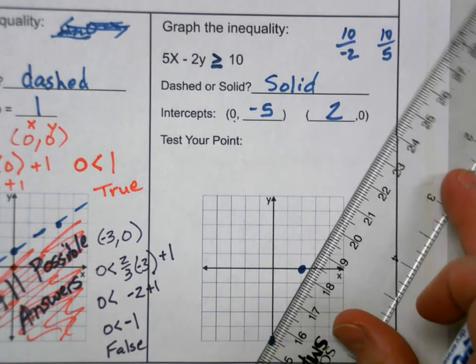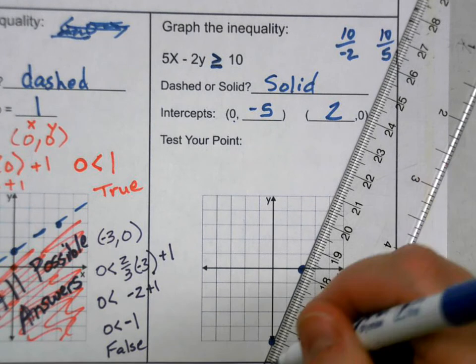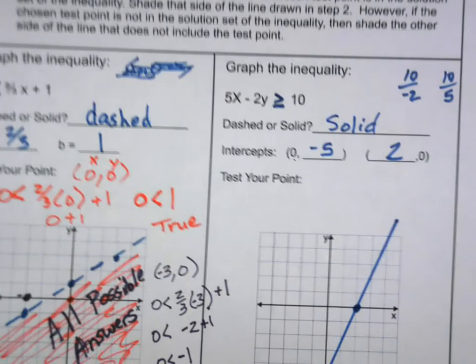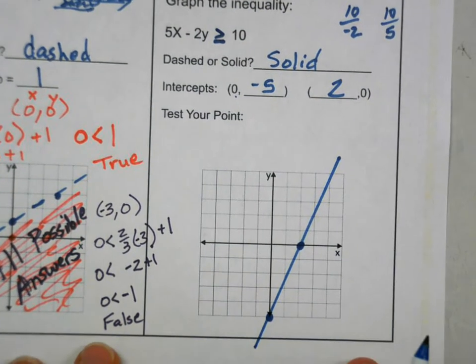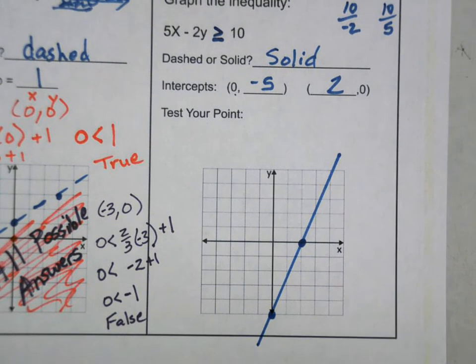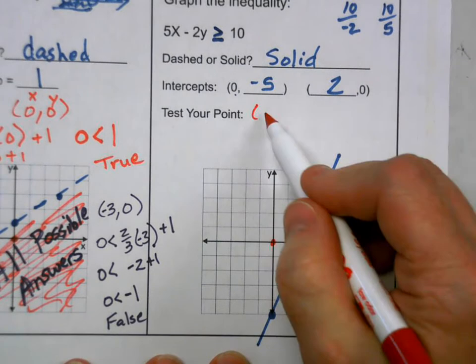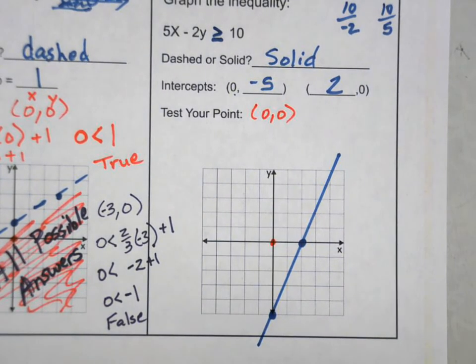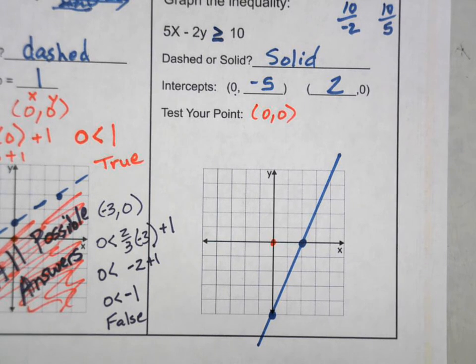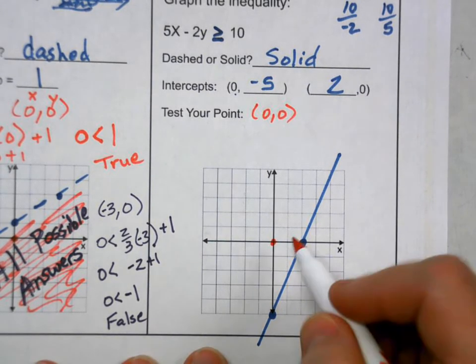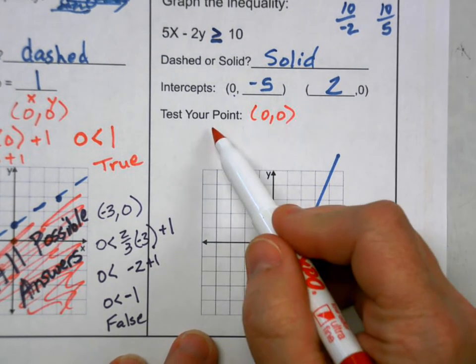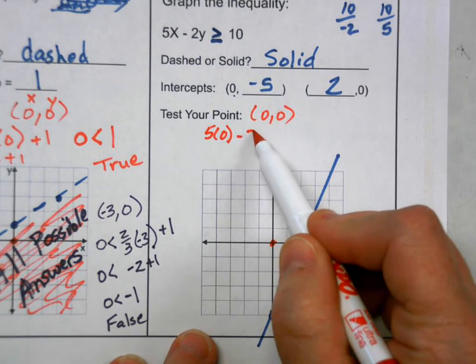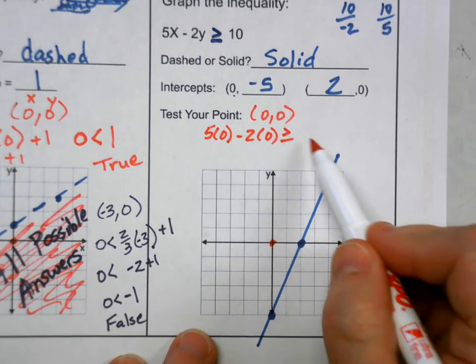Now is it going to be a solid or a dotted line? Solid line. What point did I suggest that we pick? 0. Pick your origin. If it's not on your line, you can pick any point. I just choose the easiest one. Why make it harder on myself than it has to be? So if I substitute in 0, 0, I've got 5 times 0 minus 2 times 0 is greater than or equal to 10.